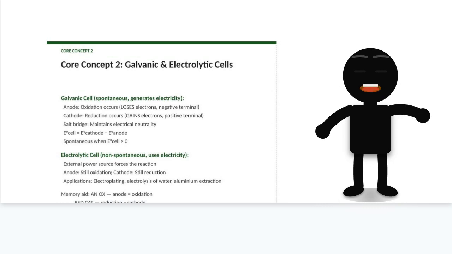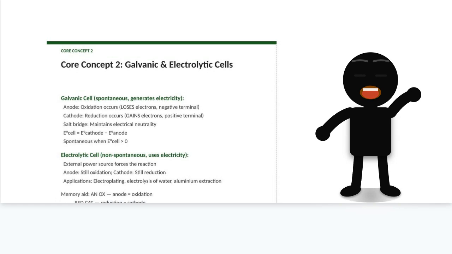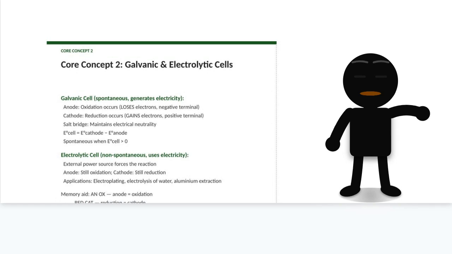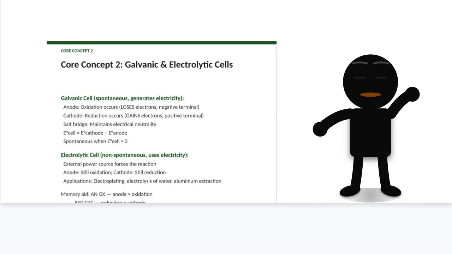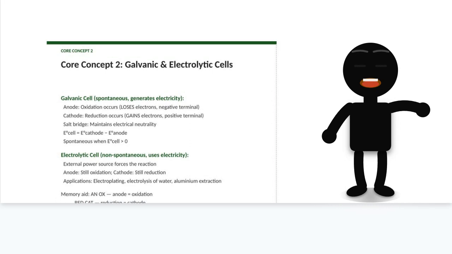Two types of electrochemical cells are tested in NEET. A galvanic cell converts chemical energy to electrical energy spontaneously. The cell potential E°cell equals E°cathode minus E°anode, using standard reduction potentials from the electrochemical series. If this is positive, the reaction is spontaneous. The Daniell cell, zinc and copper electrodes, is the classic example. Zinc is the anode with E° -0.76 volts, copper is the cathode with E° +0.34 volts, giving a cell potential of 1.1 volts.